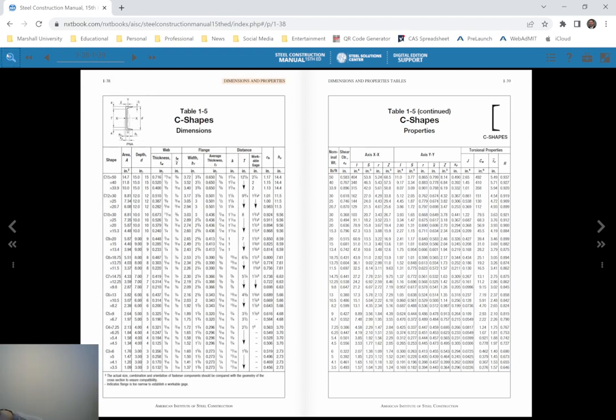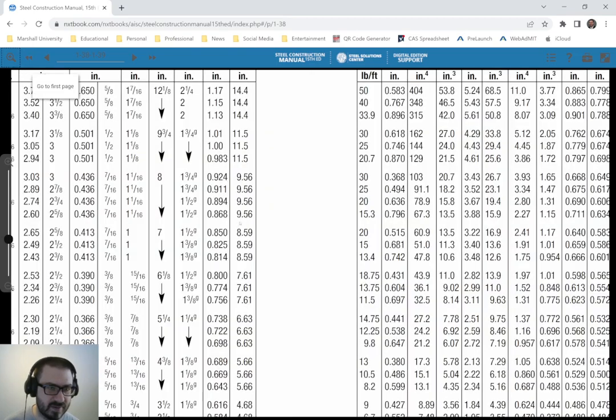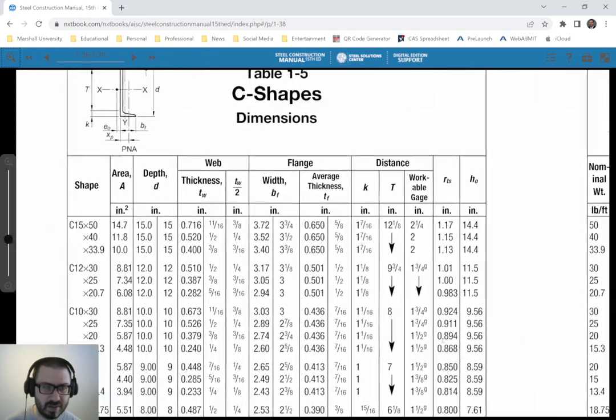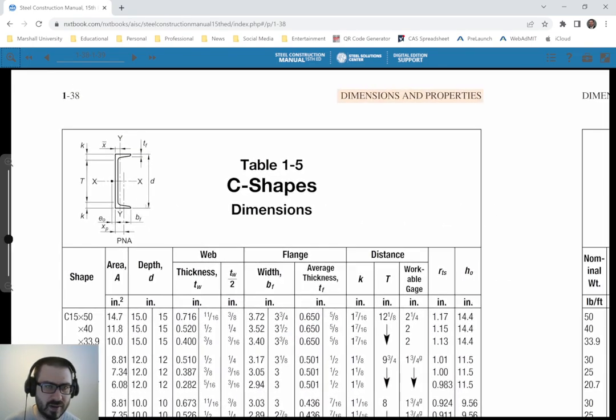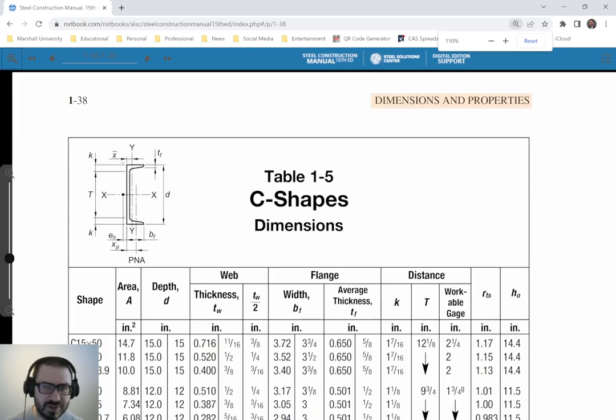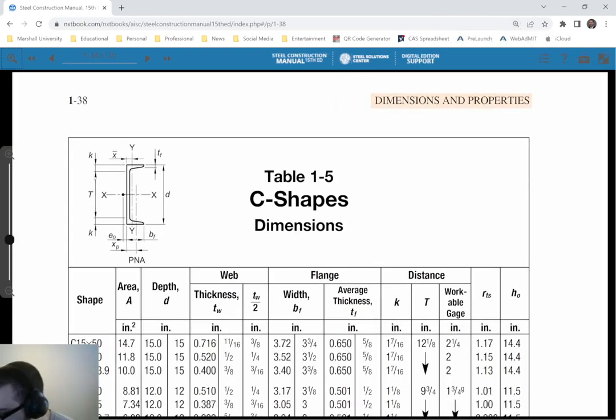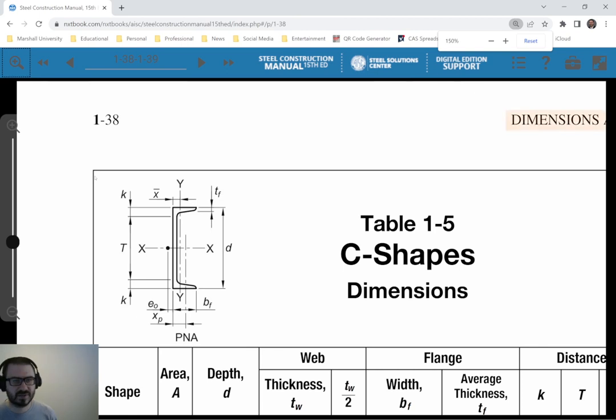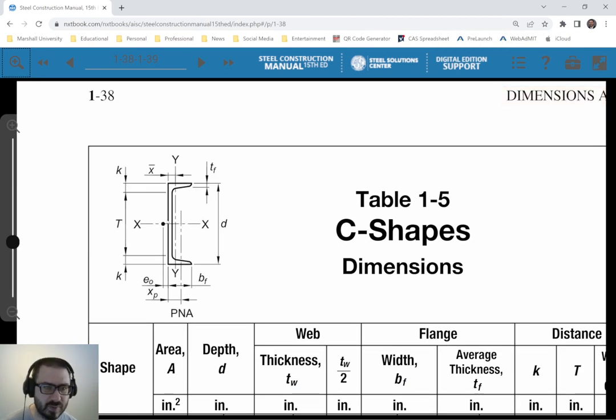So let's zoom in a little bit so you all can see what's going on. First thing we want to do is look at our schematic up here to make sure we're really understanding what's going on. This is our schematic for channels. What we're seeing here is we're trying to get from the connected face to the centroid, and that's this term X bar. Remember, we look up X bar, we do not look up XP, so ignore the XPs.